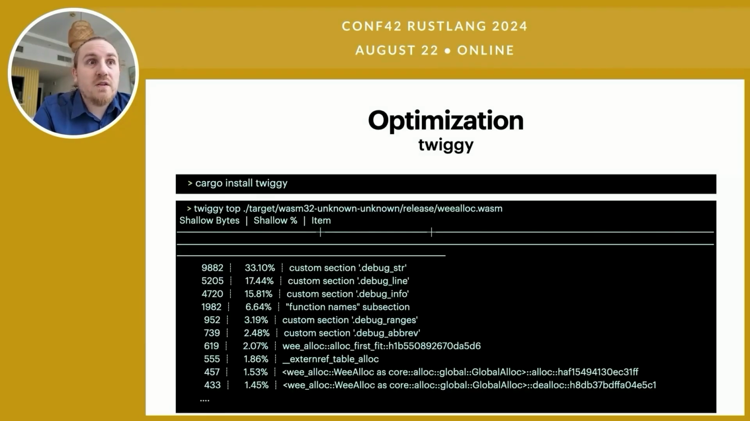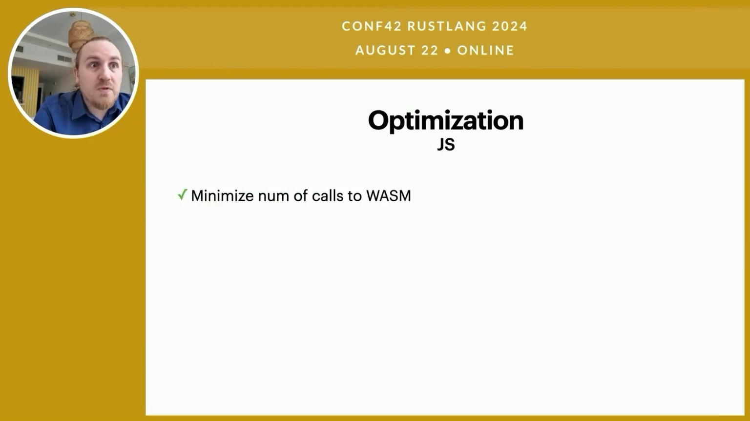The next library is Twiggy. Twiggy is a tool to analyze the size composition of your WASM module. Unfortunately, I can't say much about it, as I haven't had the chance to work with it yet. Optimization of JavaScript: the most common way to optimize on the JavaScript side is to reduce the number of WASM code calls and try to pass everything you need at once. Or we can also use a shared array.